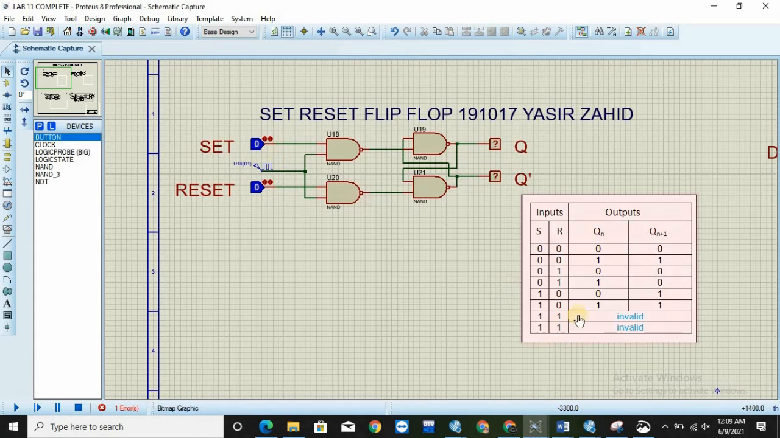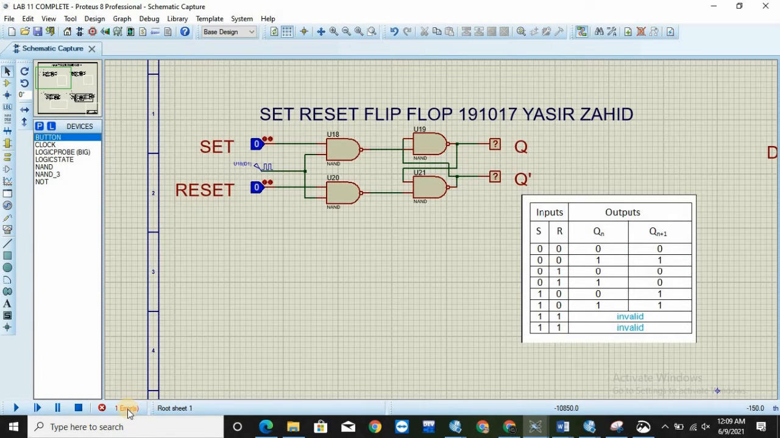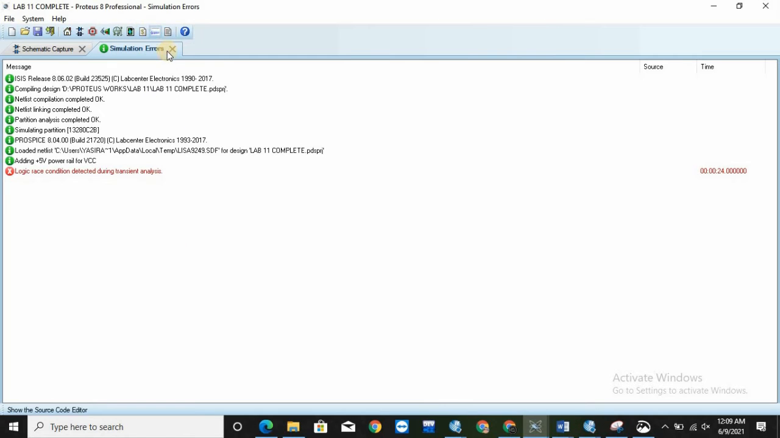And the forbidden condition for this is 1 1. We'll never give it 1 1 because this will move it to the racing condition and that is going to give us this error. We'll have to recompile it.